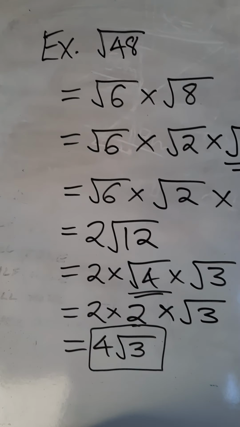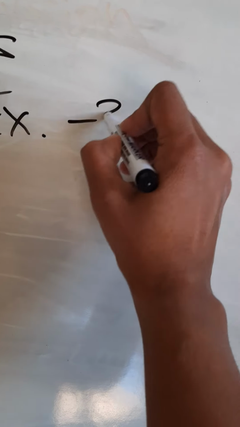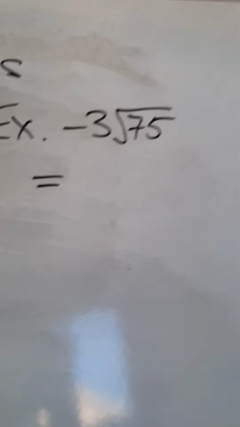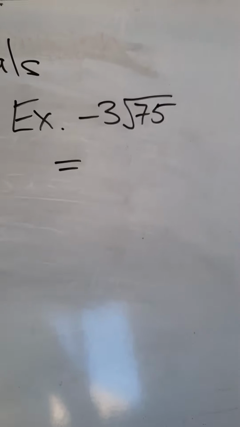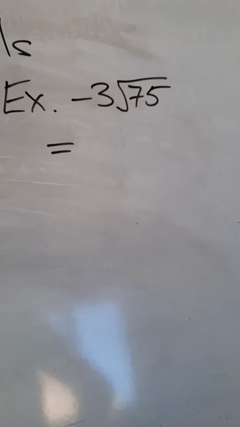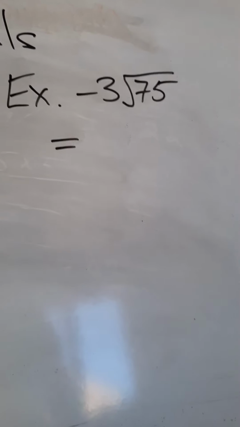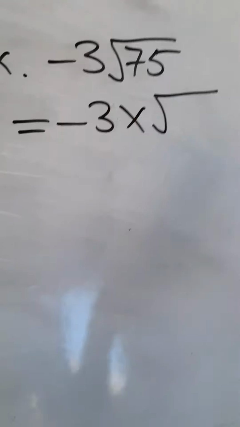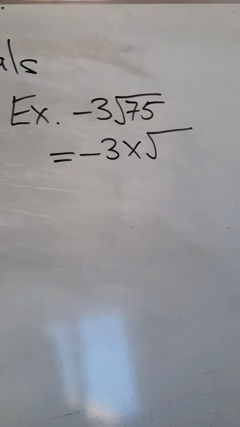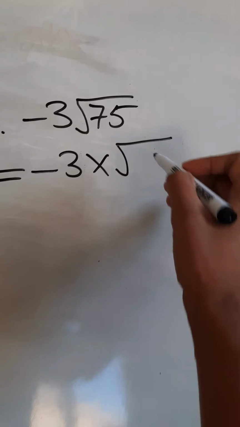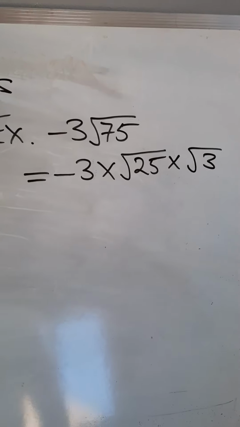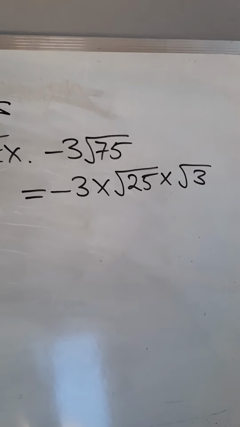Okay, let's try -3. So let's write it here. It's -3 square root of 75. So again, I'm just going to keep the 3 outside here. And I want to find some factors of 75. So -3 times. Now again, when I'm taking the factors, I want to take factors that are complete squares. So I'm going to do 25 times 3. Don't forget to put the square root sign here. So it looks like this.